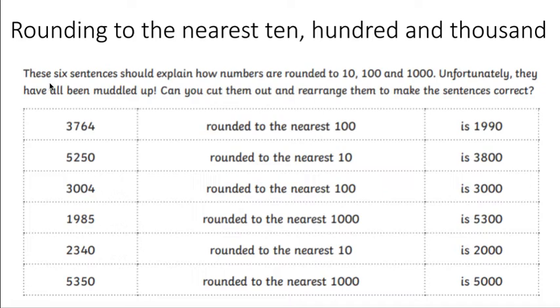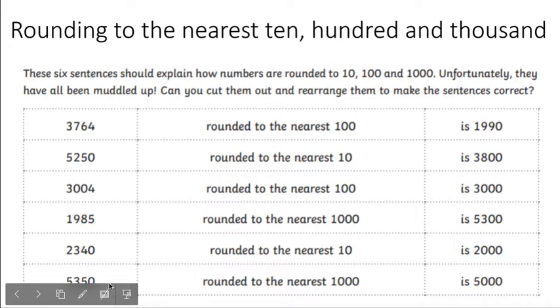These 6 sentences should explain how numbers are rounded to 10, 100 and 1000. Unfortunately, they have all been muddled up. Can you cut them out and rearrange them to make the sentences correct? Now, if you wanted to, you could make these little cards, cut them all out so that you can put them all into sentences, or you can match them, or you can write them correctly into your book. I'm going to show you how to match them, and on the next page will be the answers. So let's have a look how to work them out.